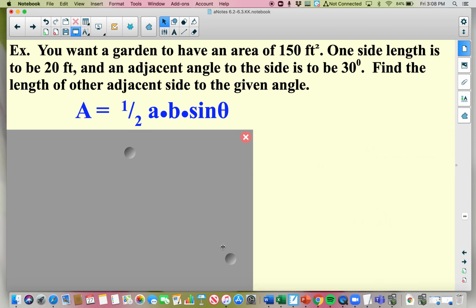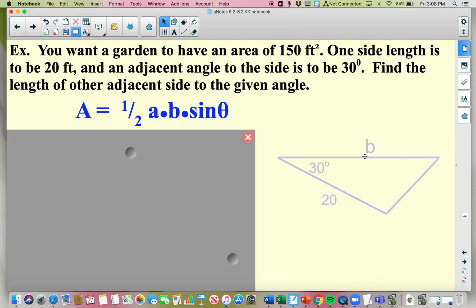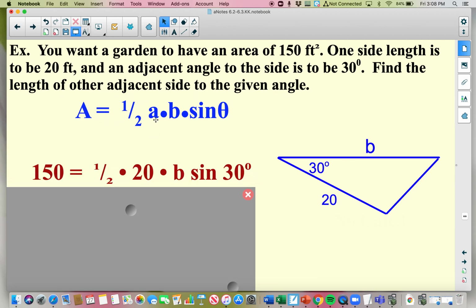Okay, so probably you want to visualize the triangle first. So I have 30 degrees, and that's in between the side of 20 and the other side that I don't know. Okay, and then I know the area of the triangle is 150. So I know A is 150, and I know side A is 20, and I'm going to solve for side B, and I know the angle in between is 30 degrees. So make sure your calculator's in degree mode.